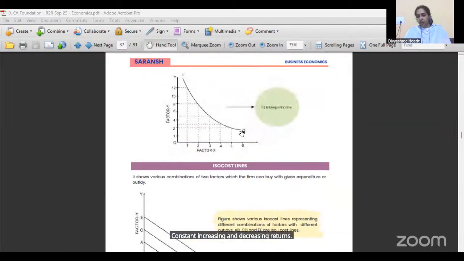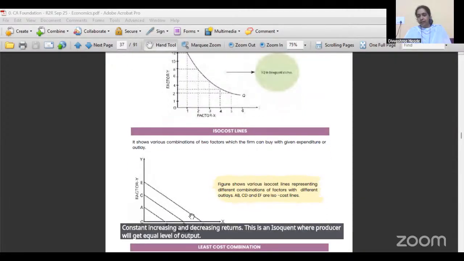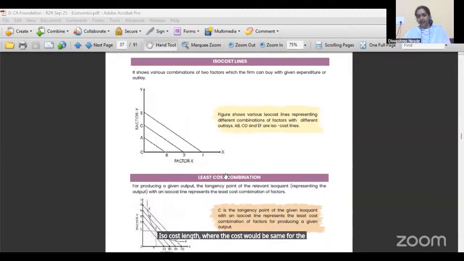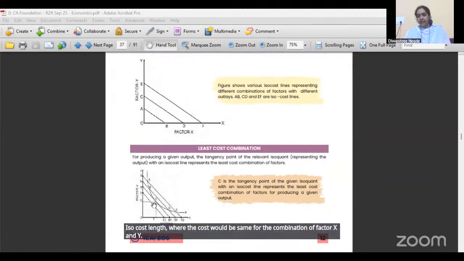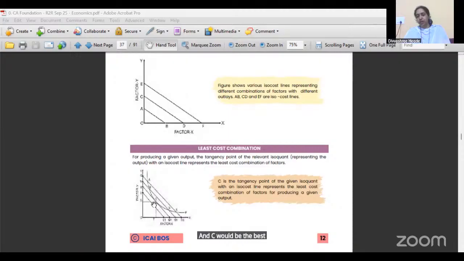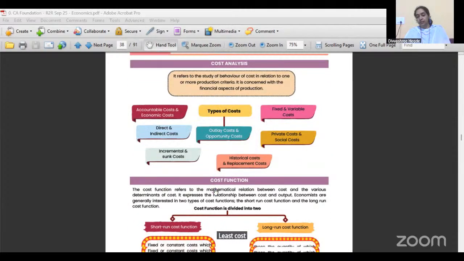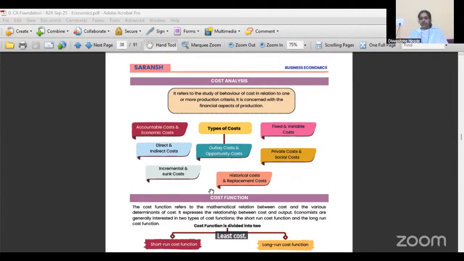This is an isoquant where the producer will get an equal level of output. Iso-cost line, where the cost would be the same for the combination of factors X and Y. And C would be the best combination for a producer because he will be producing the same amount of output at the least cost. Are you able to recollect all these concepts?